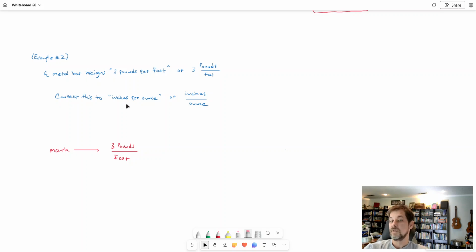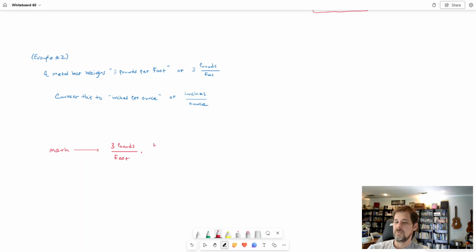Can you convert this to inches per ounce? Okay, we could do that the same way, right? We could do it exactly the same way. So we would just have to cancel pounds and introduce ounces, and cancel feet and introduce inches. So it doesn't matter where you start on that. Let's start with feet. Can you cancel feet and introduce inches?